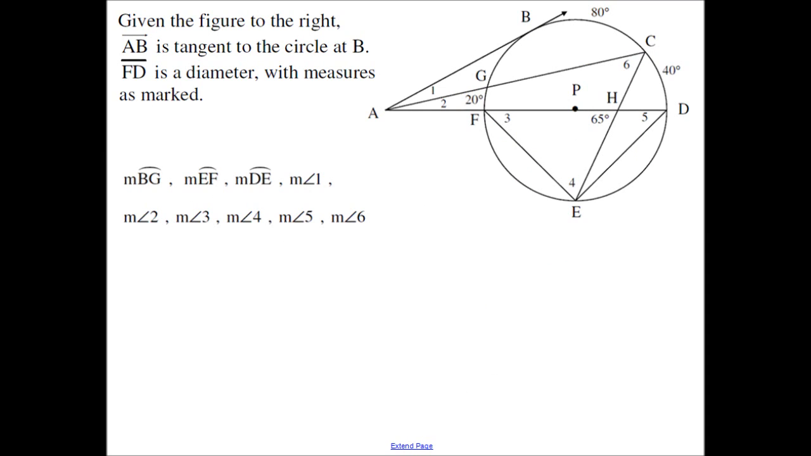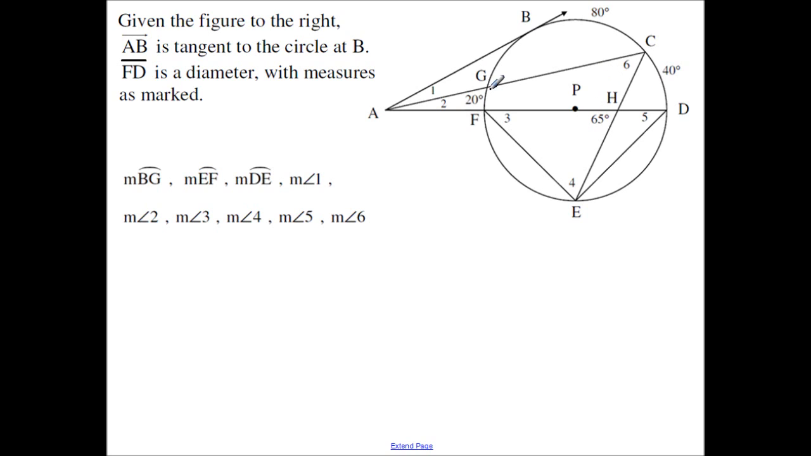Okay, for this next problem, I was asked about question number 6. I'm going to begin by filling in things that I know to be true. At the end of the day, we want to know the measure of several arcs: arc BG, EF, DE, and the measure of angle 1. In addition, we want to know the measures of angles 2 through 6. So there's a lot of things that we want here.